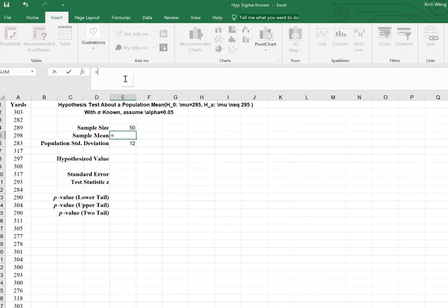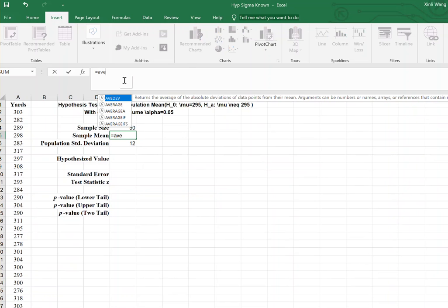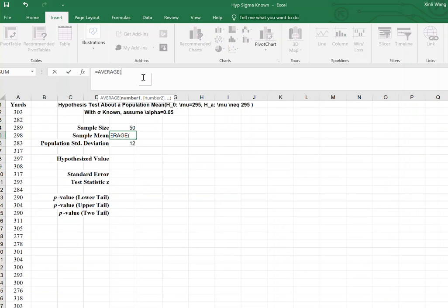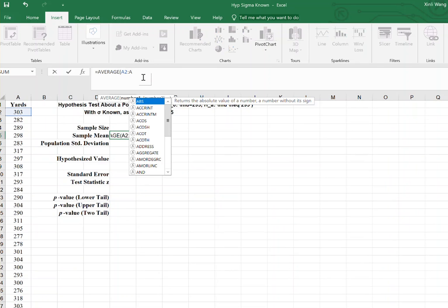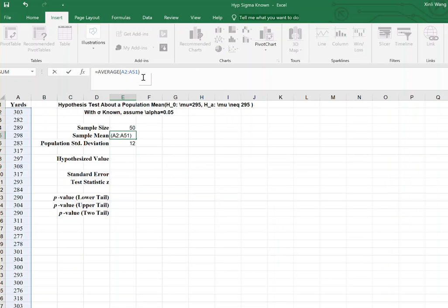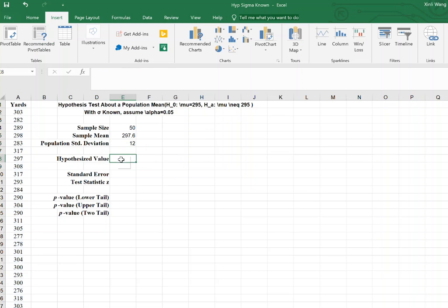And then we're going to look for the sample mean, equal to average. Functions here, same thing. Select all the sample points, and now we know it's from A2 to A51. I'm just going to write it in this way. So the sample mean for example turns out to be 297.6. Okay, now we're going to find out the hypothesis value. We're going to key in the hypothesis value here, 295.